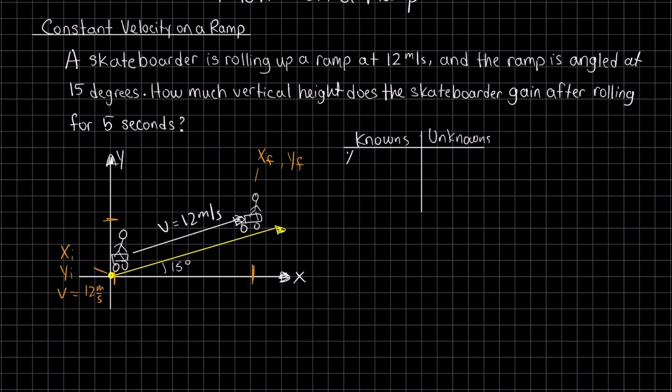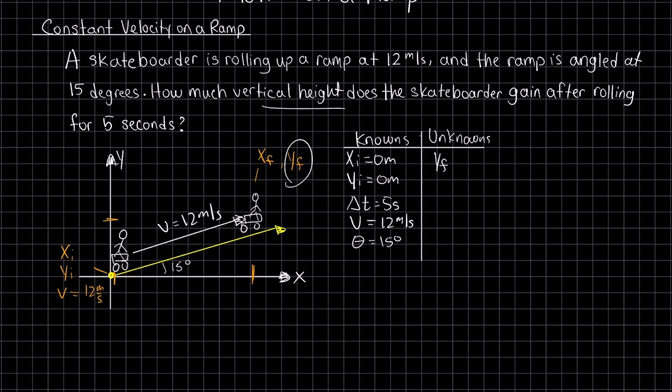I know that my initial horizontal position is 0 meters, as well as my initial vertical position. I know that this time interval is 5 seconds long. I know that my total velocity is 12 meters per second. And I know that this ramp is angled at 15 degrees. What I'm really searching for is how much vertical height. I'm looking for my final vertical position here.